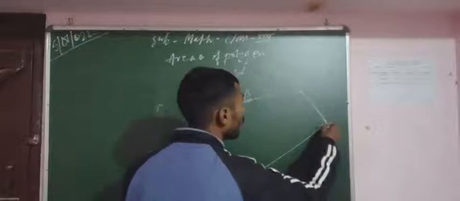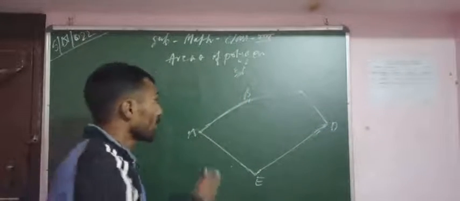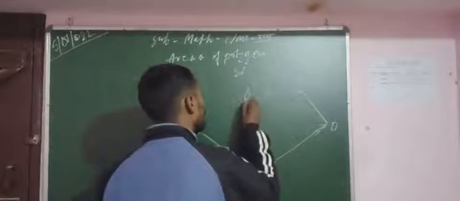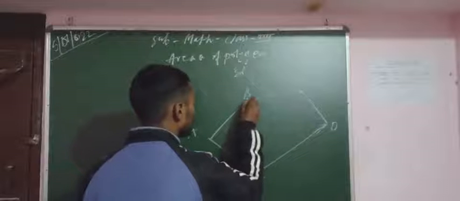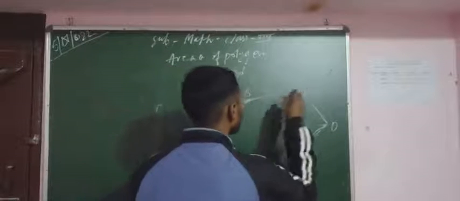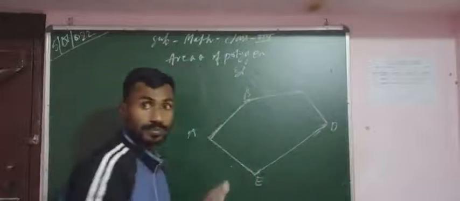It's an irregular pentagon. That means what? The sides and angles of this figure are not equal.